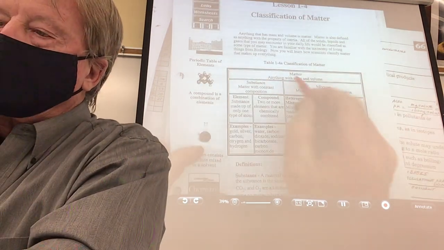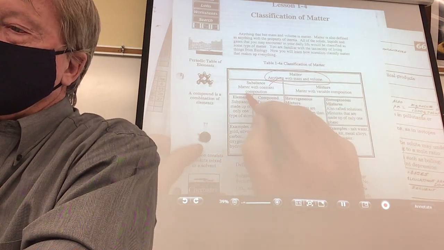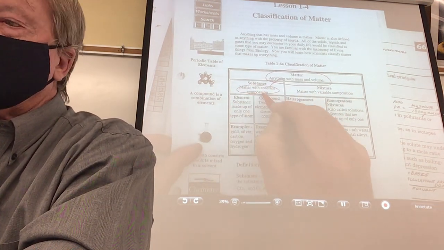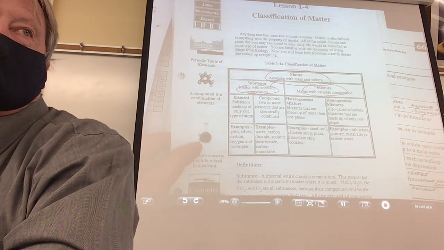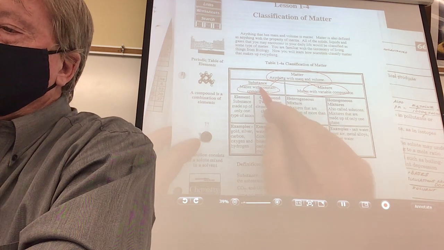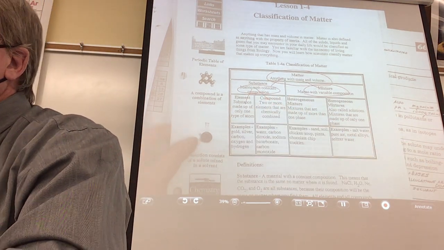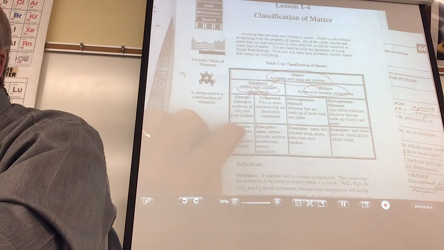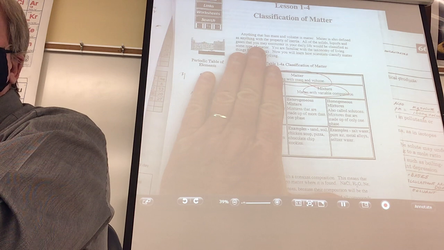Remember that? Everything's made of matter, and matter can either be something that has the same composition as a pure substance, or it can be what? A mixture. And what if you're a pure substance? You'll be an element or a compound. What if you're not on the periodic table? And what if you don't have a chemical formula? You must be a mixture.